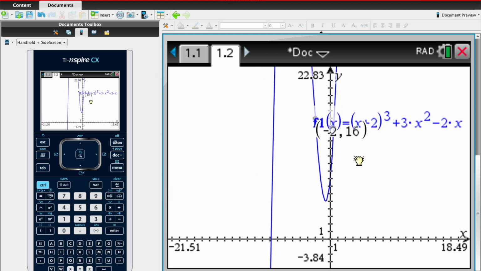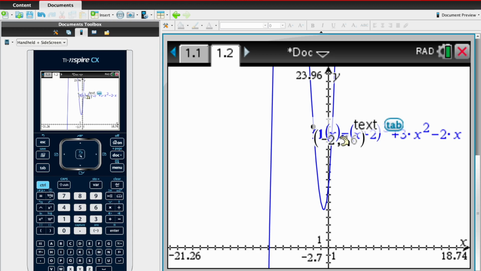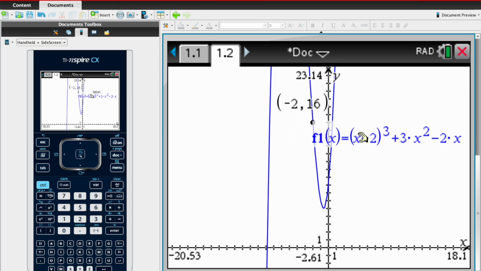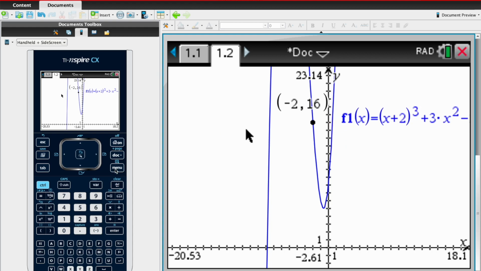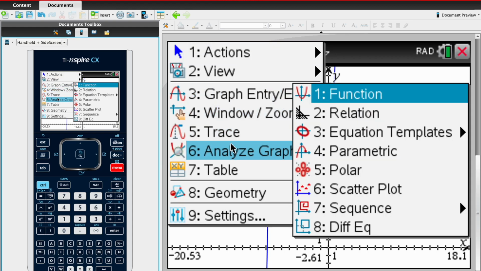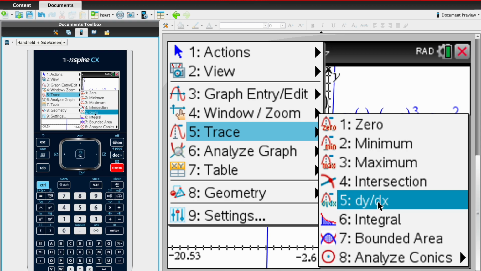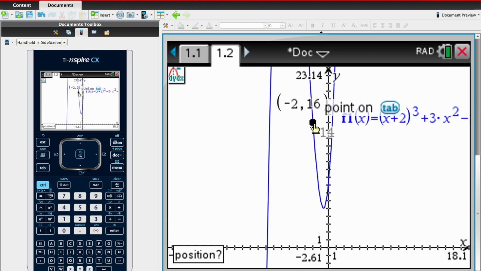A little cluttered. Let's move this over here. So we've got the point x is equal to -2. And now let's find the derivative dy/dx at this point. And there it is once again, -14.